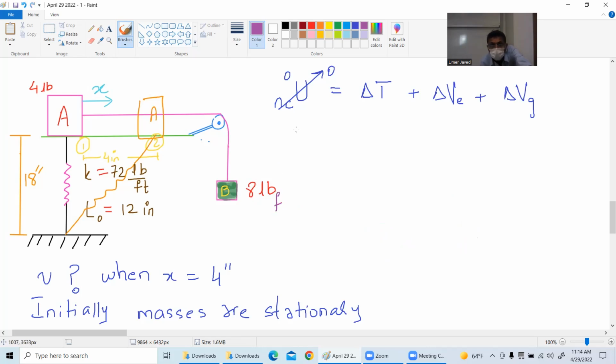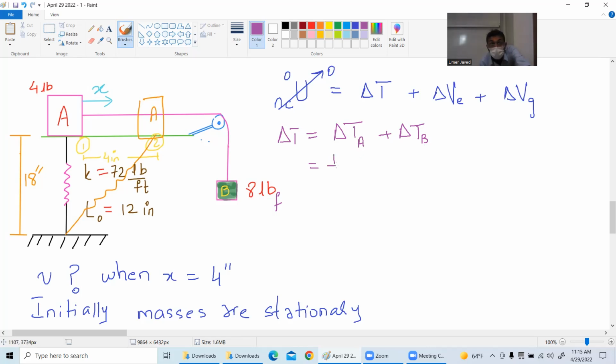So he's right actually. So 0 is equal to delta T. And delta T has two components now. So delta T is equal to delta TA plus delta TB. What is delta TA?